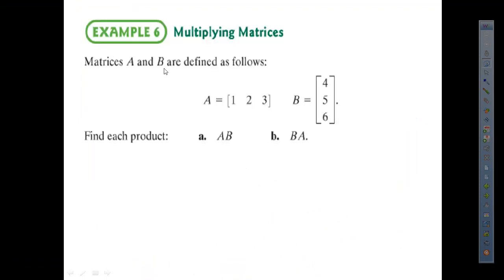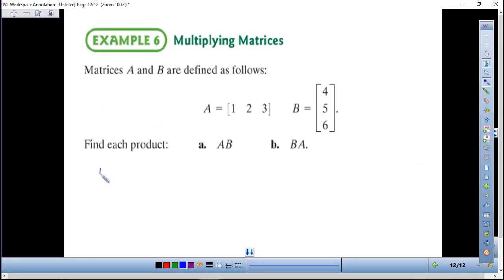All right, matrices A and B are defined as follows. Find each product, if possible, A times B and B times A. So let's do A times B. Well, what do we have here? We have 1 by 3. So for the first one, I'm going to see if it's doable first. And the second one, it's 3 by 1. So those are going to match. But here, what do we end up with? A 1 by 1 matrix.